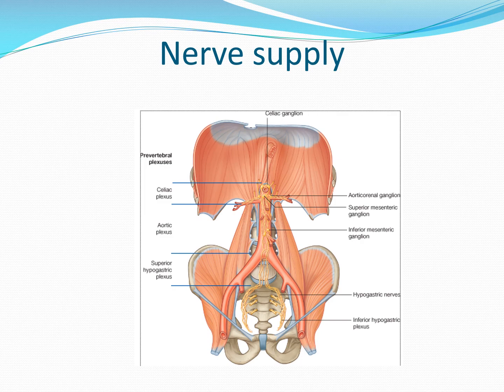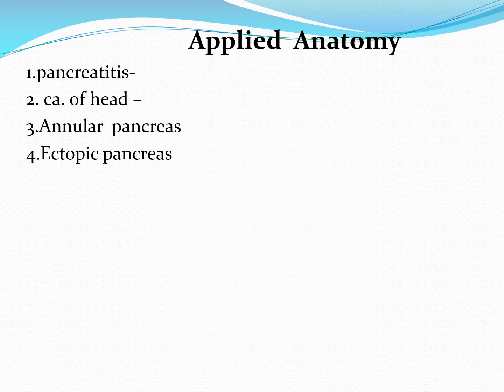The secretion is also influenced by the hormone cholecystokinin produced by the cells in the duodenal epithelium. The pancreatic juice contains various enzymes that help in the digestion of protein, carbohydrate and fat. So these are the main nerve supply of the pancreas.